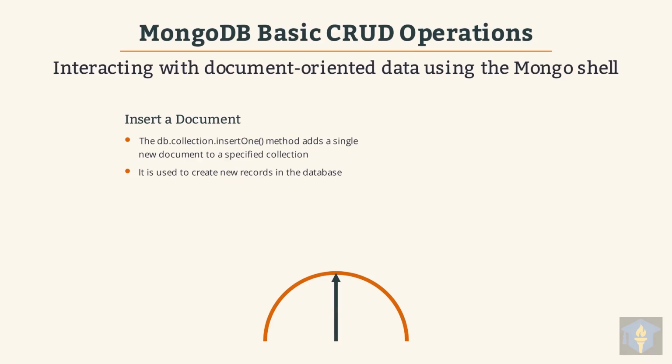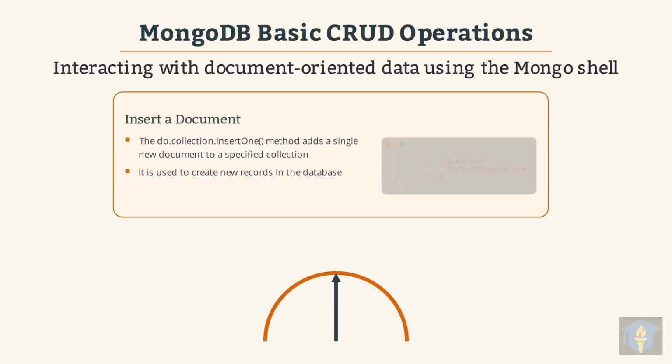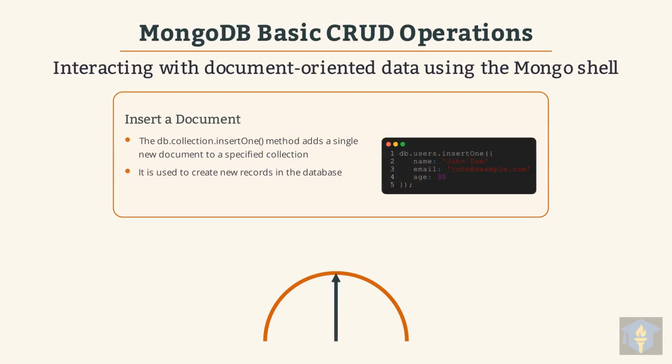The db.collection.insertOne method allows you to add a single new document into a specified collection, creating new records. This code snippet demonstrates inserting a user document with name, email, and age into the users collection.